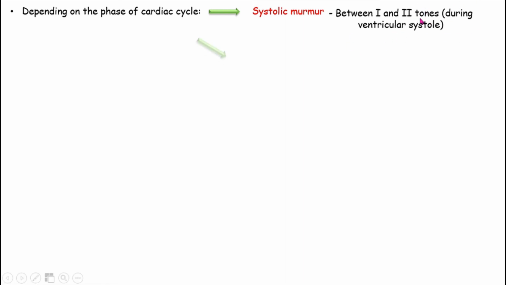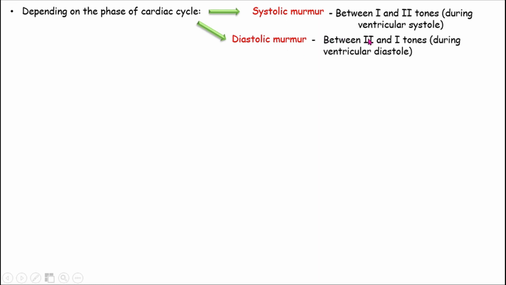And the second type is diastolic murmur, and by the name itself you know that it happens during diastole, which can be heard between the second and the first tone, during the ventricular diastole. Next is our third type, which is systolo-diastolic murmur, which is a continuous murmur, which means that this murmur is very continuous and there is no stopping between systole or diastole.